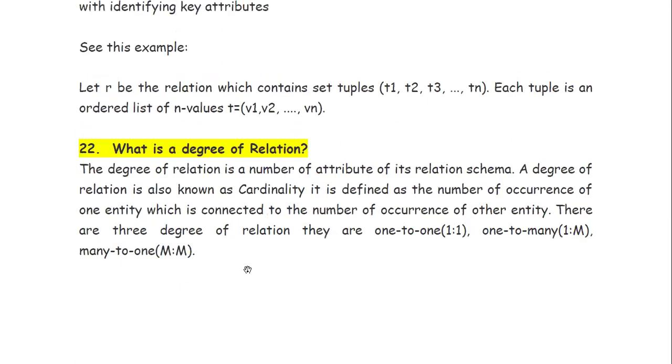Now, what is relation? So I hope degree is clear. You just remember that the number of attributes in a relational schema is specified with the degree. Again, cardinality is the number of occurrences of an entity, one entity connected to the other entity. Like suppose two relations are there, the possible cardinality is one to one, one to many, many to many.